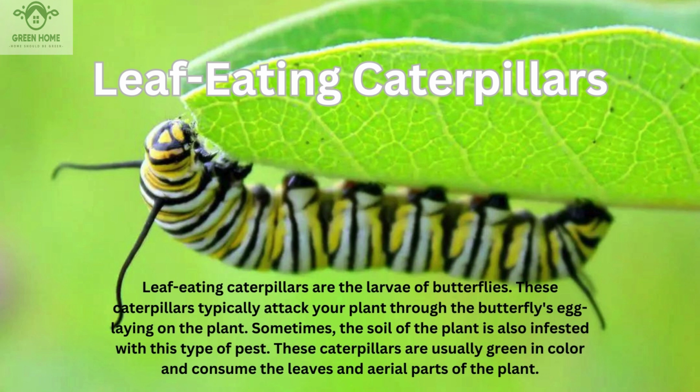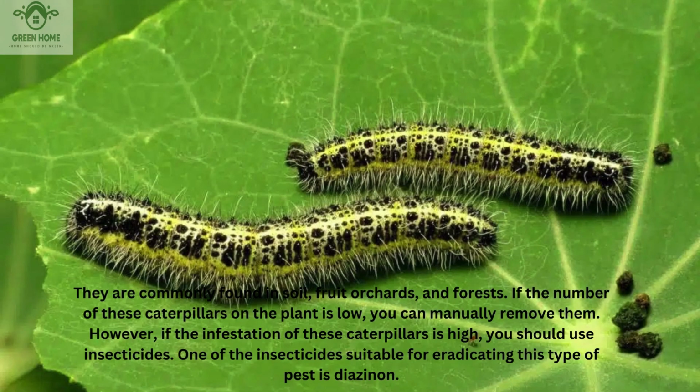Leaf-eating caterpillars. Leaf-eating caterpillars are the larvae of butterflies. These caterpillars typically attack your plant through the butterfly's egg laying on the plant. Sometimes, the soil of the plant is also infested with this type of pest. These caterpillars are usually green in color and consume the leaves and aerial parts of the plant. They are commonly found in soil, fruit orchards, and forests.